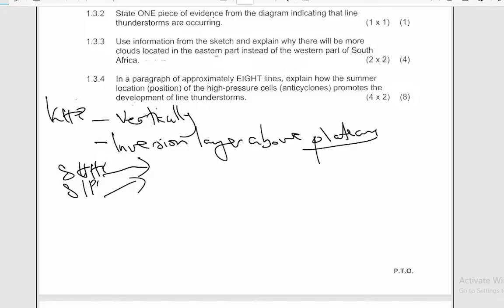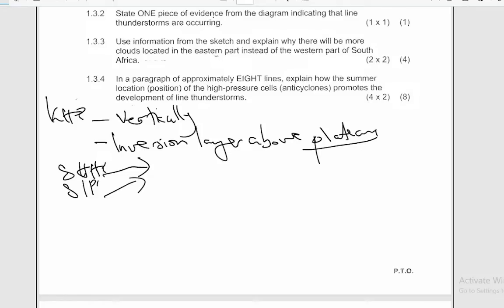You are explaining how those cells will impact on the formation of line thunderstorms and the moisture front. First is the Kalahari high pressure cell's position. It's weaker, it's up. It's allowing the inversion layer to be uplifted and leaving the plateau clear so that the feeding in of air from these cells can happen.